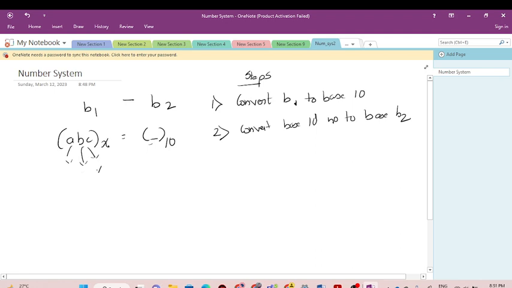This will be x to the power 0. This will be x to the power 1. This will be x to the power 2. If there was one more number, it would have been x to the power 3, and so on. This is how we work. You can call this weights or whatever term you have.